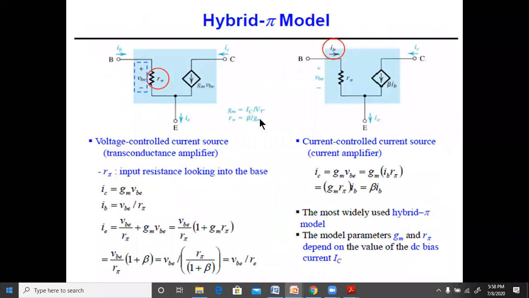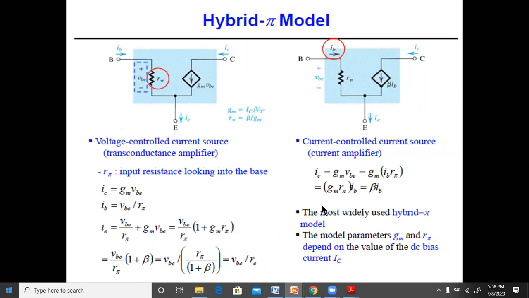Similarly, we can write here IC is equal to GMVB, and VB will be equal to IB R pi, which is IB current here and R pi over here. We can write GM R pi together over here, and it will become IB times beta. So IC is equal to beta IB, or IC by IB will be equal to beta, that is the AC current gain.